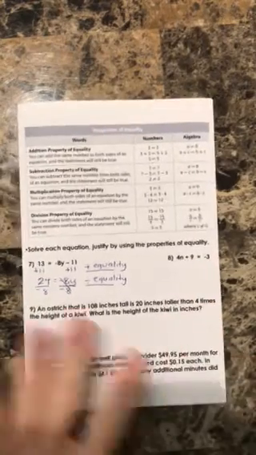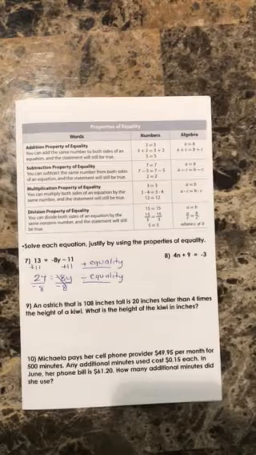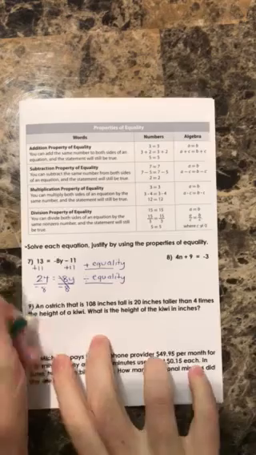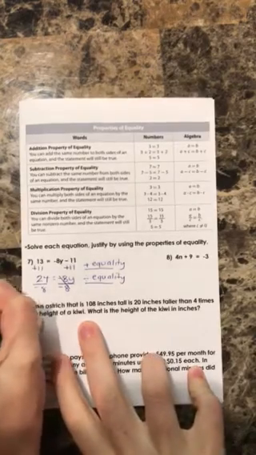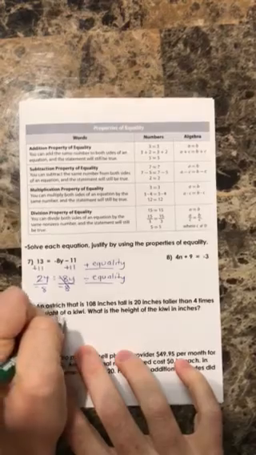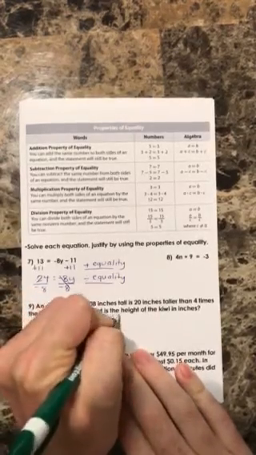All right, the last two are just some word problems. The first one says an ostrich that is 108 inches tall is 20 inches taller than 4 times the height of a kiwi. Kiwi's a bird, not a fruit, by the way. What is the height of the kiwi in inches? First thing you want to do is identify what they're asking for. They want the height of the kiwi, so I'm going to say K equals height of the kiwi.